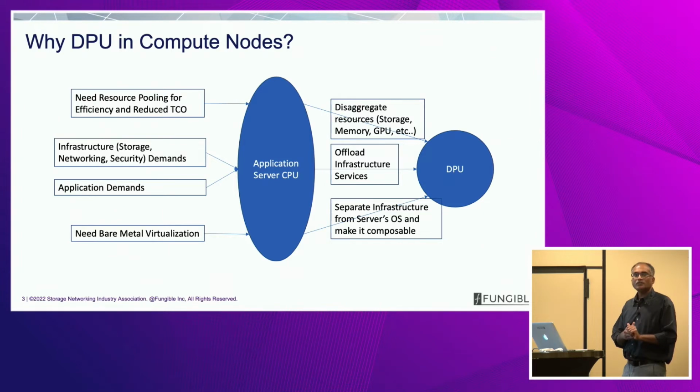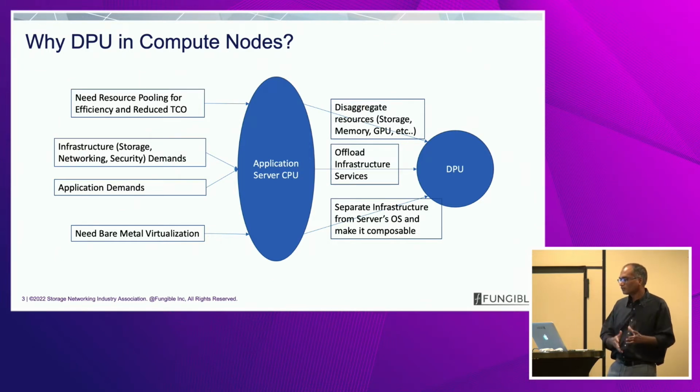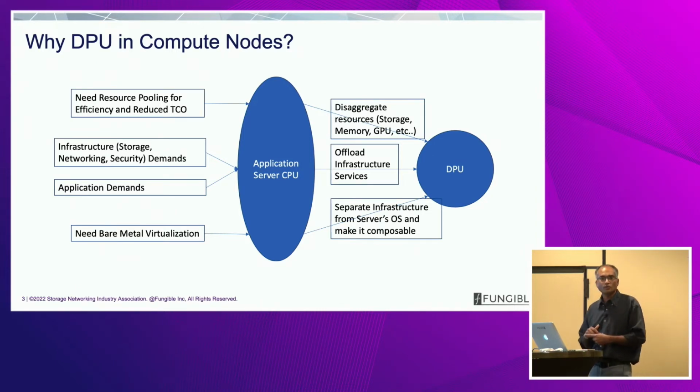And security, we are going towards the zero trust security model in the data centers, which means you need a lot of security in the hardware. All these demands together with the application demands are putting stress on the server CPU, and the server CPU is thinking, what do I need to do? How do I scale, right? The immediate obvious answer is I need to offload the work that I shouldn't be doing, which is servicing the infrastructure, right?